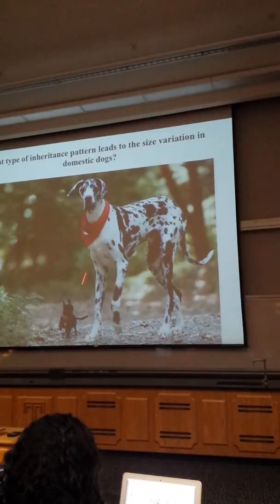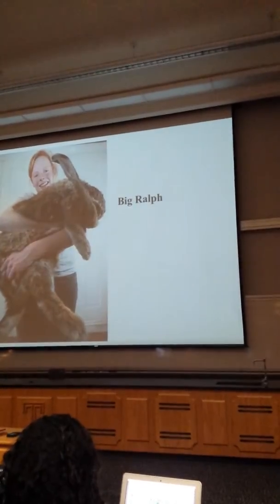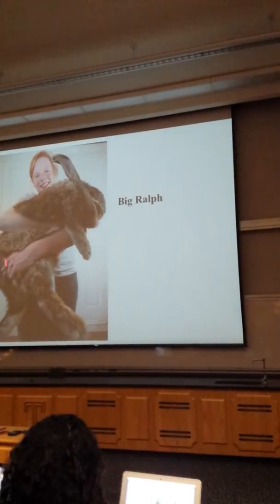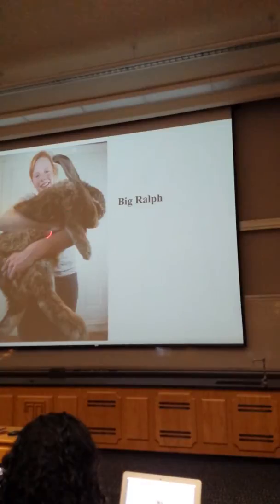Not only do dogs exhibit all kinds of size differences, rabbits do as well. This is Big Ralph. Look at the size of him. Have you ever seen a rabbit this large? He's called a continental giant. Isn't he nice? Oh my gosh. He's actually a house pet, believe it or not. Big Ralph. You can teach him to use a litter box.